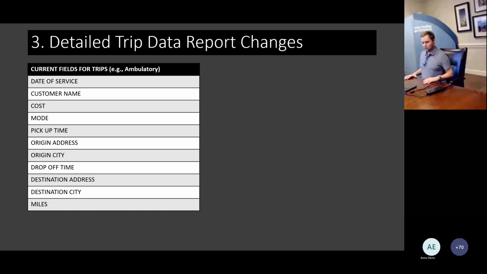Now let's go to the more technical, detail-oriented part of the invoice, the trips. And then I'll do the passes after this. So the current fields, and this is for ambulatory, wheelchair, stretcher, group per passenger tabs. These are your current fields. And more or less, we're going to keep them in the exact same order.